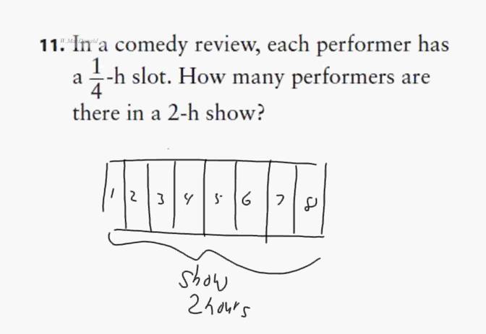So simply by reasoning it with a picture, I know that I can have 8 quarter hour shows within a 2-hour time slot. But that's not really the question. The question is, if I have 2 hours and I divide it into quarter hour time slots, the actual operation is 2 divided by a quarter. I'm going to think of 2 as being 2 over 1 multiplied by the reciprocal of a quarter, which is 4 over 1. 2 over 1 times 4 over 1 is still 8 shows.